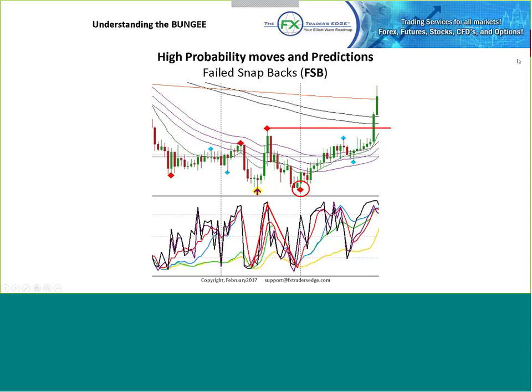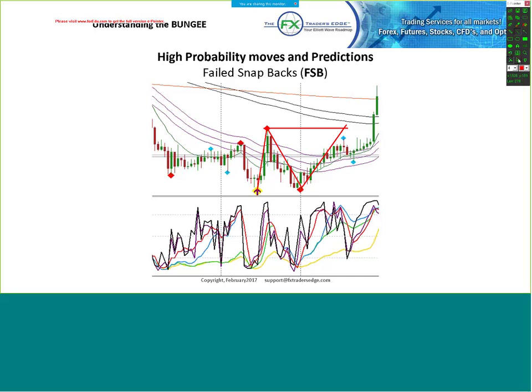Now, when I say, you might say, so what? All it is, is the bungee telling you that this is a 1, 2, 3 reversal. And on a 1, 2, 3 reversal, you would normally enter when price crosses above 0.2. With the bungee snapback, you can get in early.